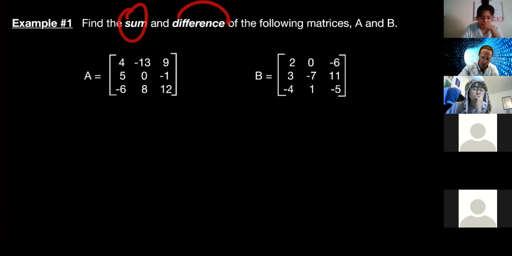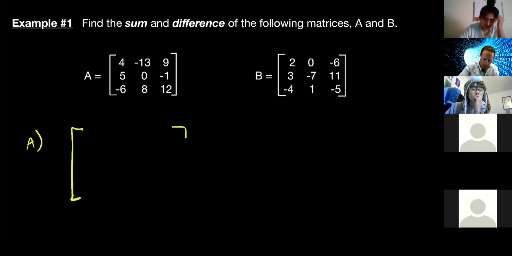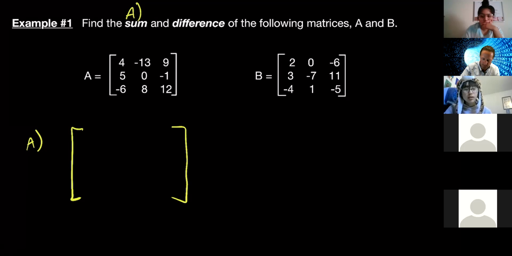If I ask you to add or subtract, what are you going to do? Call this part A. Let's add them together. And what would we do to get that first element, that first row column element in this matrix? If I'm going to add, well, I would just take this and this, which are in the same places, and I'd add them. Okay, if I'm going to add them, what's 4 plus 2? 6. Good. Then do the next element over. Negative 13 and 0.